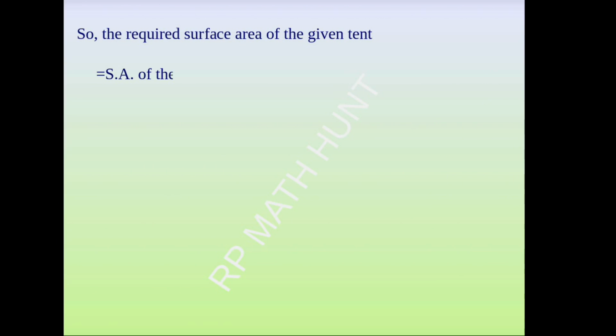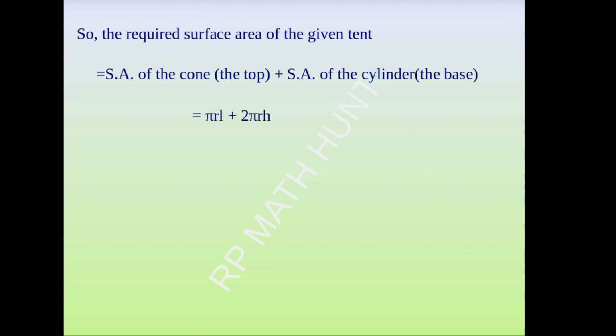So, the required surface area of the given tent is equal to surface area of the cone, the top, plus surface area of the cylinder, the base. Pi r l plus 2 pi r h is equal to pi r into l plus 2 h. That is equal to 22 by 7 into 2 into 2.8 plus 2 into 2.1. That is equal to 22 by 7 into 2 into 7. 7 gets cancelled. 22 into 2 is 44.